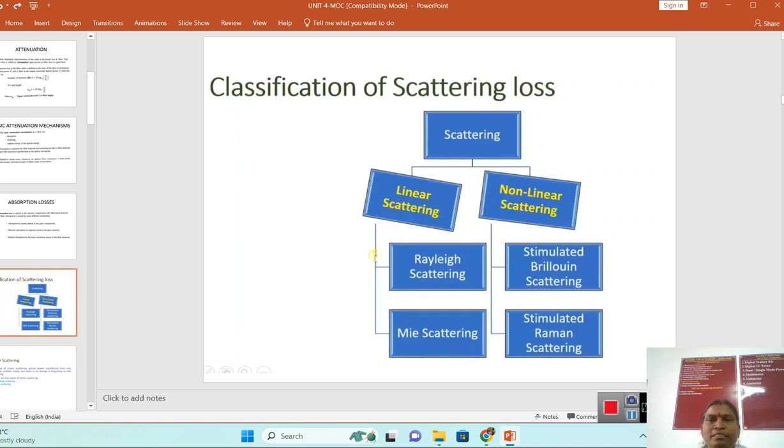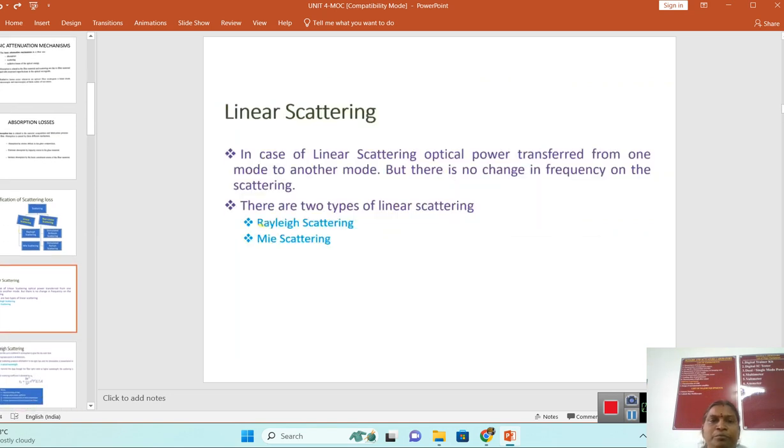And second, the classification of scattering losses. Scattering is nothing but light splitting up on the receiver side. Basically there are two types of scattering: linear scattering and non-linear scattering. Linear scattering is again classified into two types, Rayleigh scattering and Mie scattering. Similarly, non-linear scattering is also divided into two types: stimulated Brillouin scattering and stimulated Raman scattering.